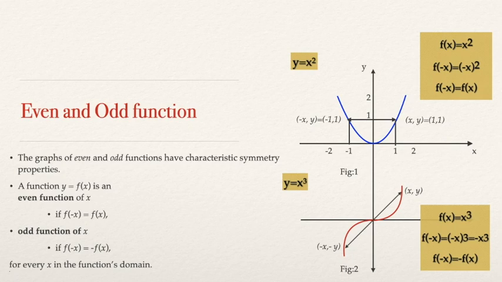For every value of x to the right of the y-axis, we get the same output if we take the value of x to the left of the y-axis. That is, this graph is symmetric about the y-axis. A point x comma y lies on the graph if and only if the point minus x comma y lies on the graph of an even function.